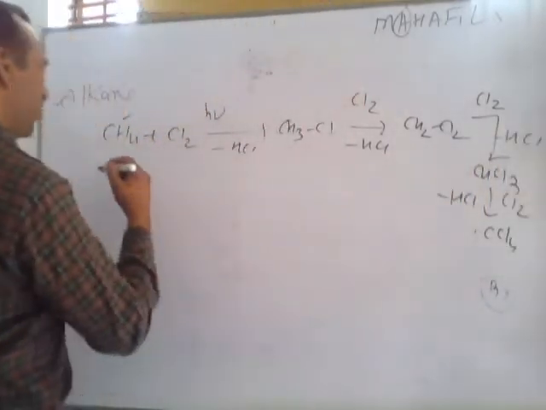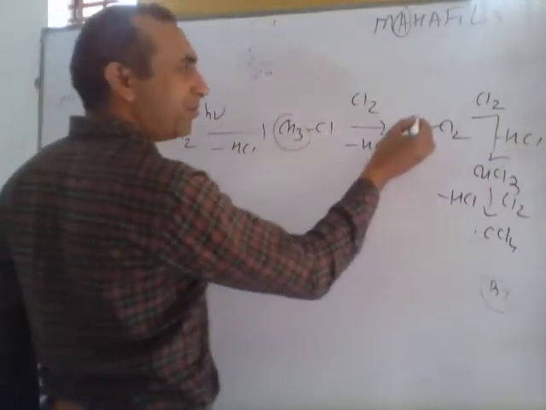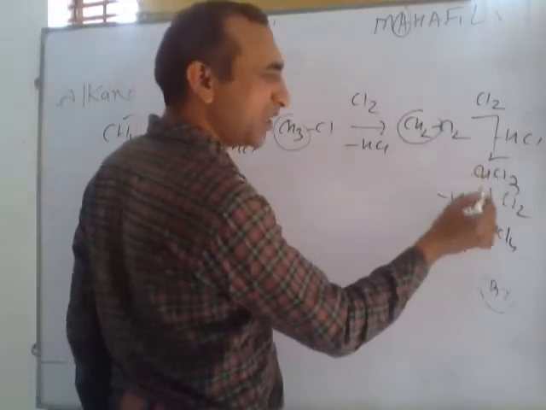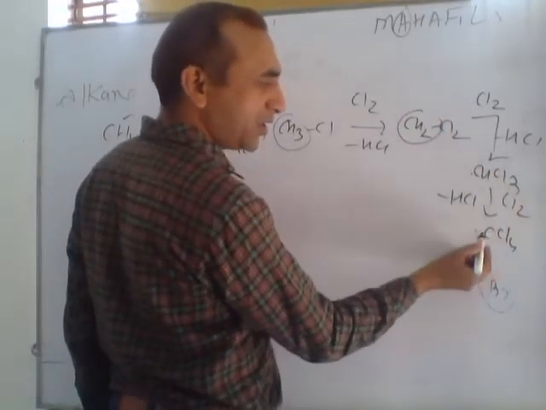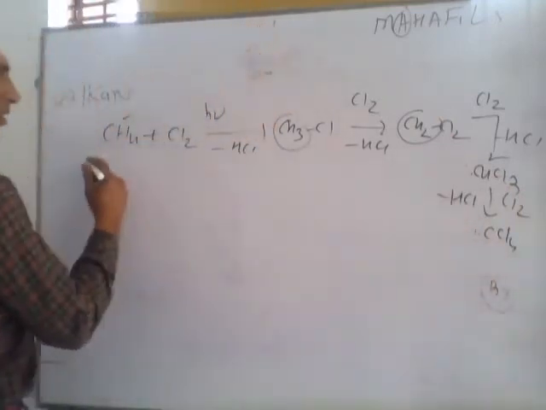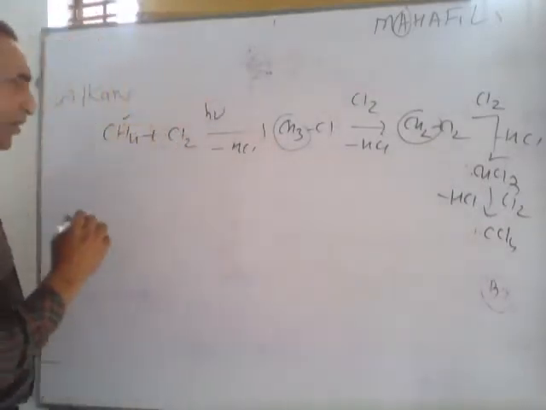In this reaction, this is methyl chloride, this is methylene chloride, this is called chloroform, CHCl3, otherwise we can say trichloromethane. This is carbon tetrachloride, tetrachloromethane. So in this reaction, the mixture of all these is formed. This is not a perfect or accurate method.